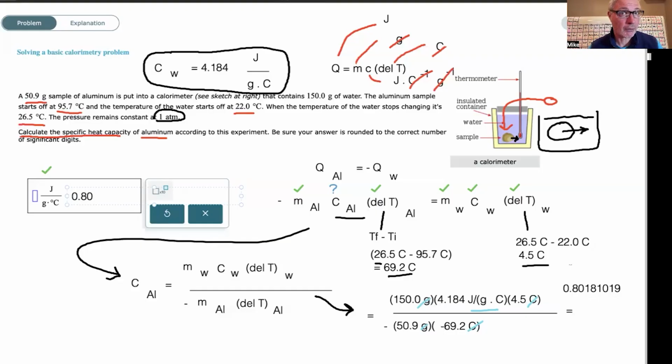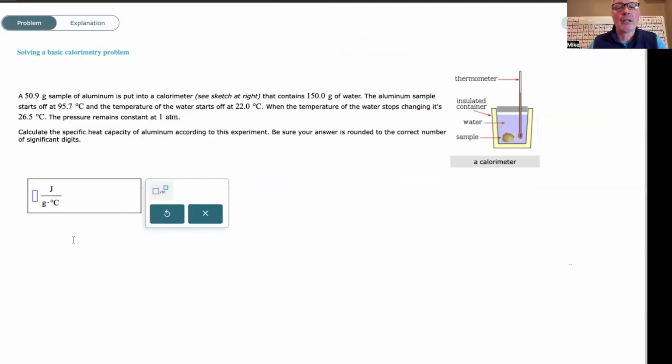Let's do another, because that's what ALEKS is about. It's just repetition. So let's take a peek at another one. Let's run it through. Maybe they'll have a different substance. If it isn't, I'm going to keep going until we do get a different substance, because if it's another aluminum, I don't really want to do that. Okay. So here we go.